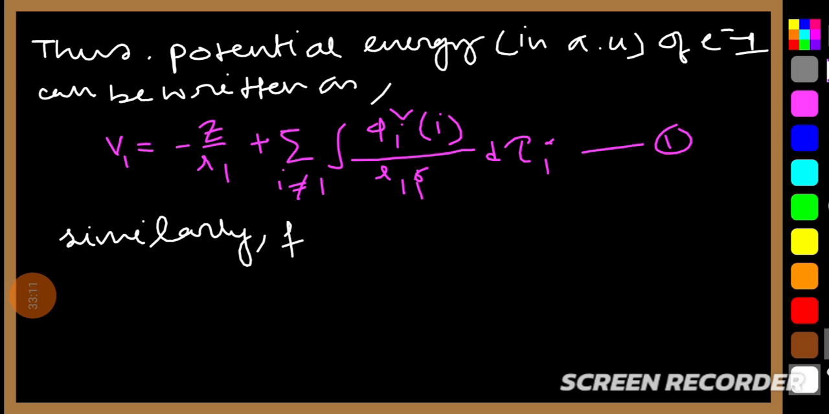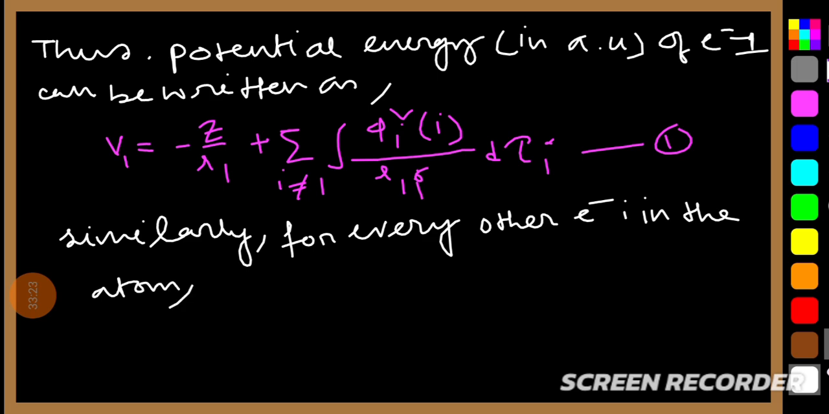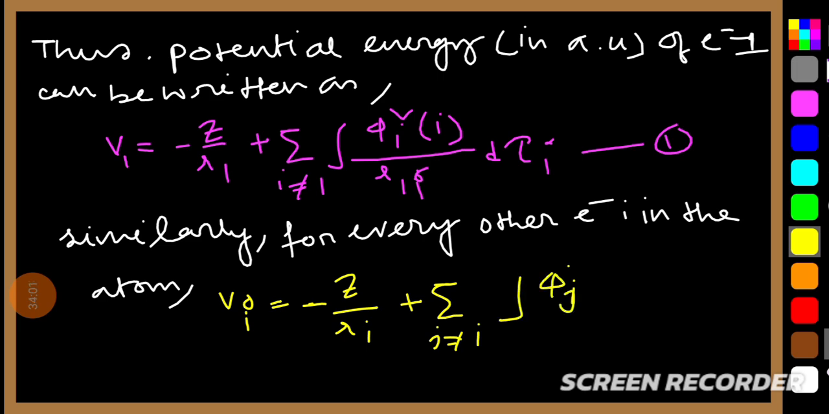Similarly, for every other electron I in the atom, that means V suffix I means any arbitrary electron of the 1 to n electrons; for any one of the electrons from 1 to n, what can its potential be? So V suffix I for every other electron in the atom is equal to minus Z by R suffix I plus summation J not equal to I of the integral of phi J square by Rij d tau J.